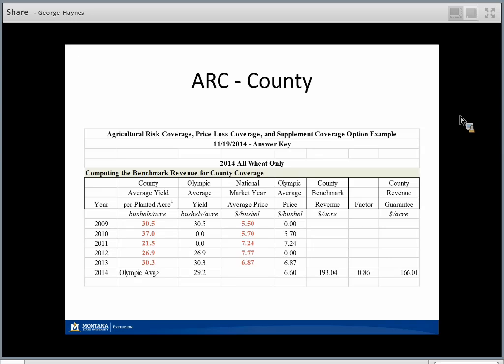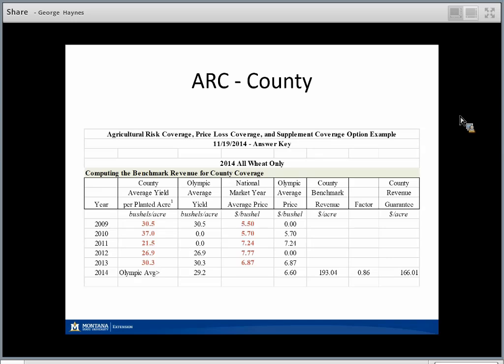Do the same thing with prices over here as well. And again, we're going to throw out the highs and the lows and keep the other three. And you notice here that we end up with $5.70, $7.24, and $6.87 as being the prices we're using. So what ends up happening is we take our Olympic yield, which is averaging those three numbers together, which is 29.2. We multiply it times the average price over those 5 years, which turns out to be $6.60. And we end up with a county benchmark number. This county benchmark number is $193.04.